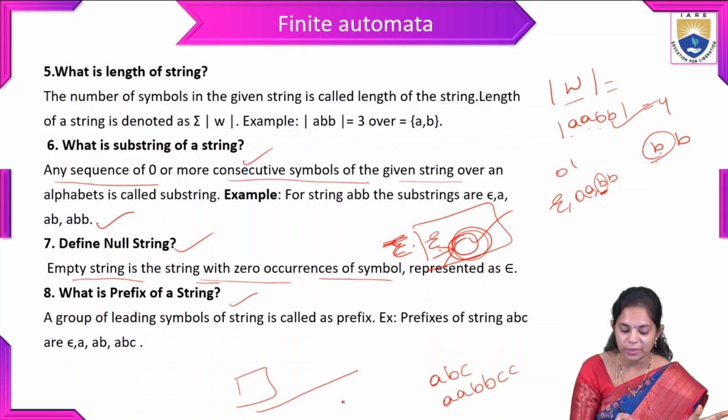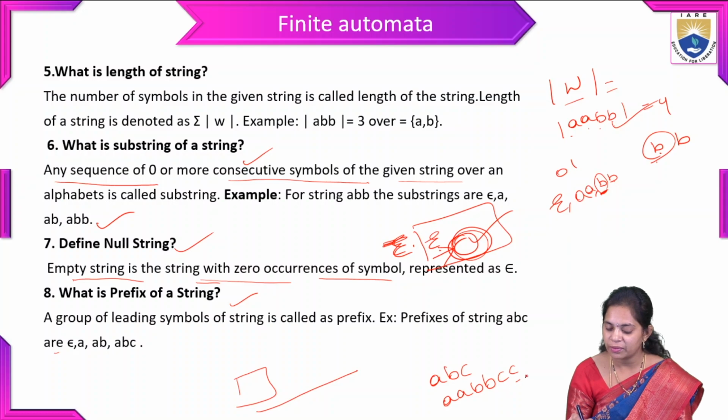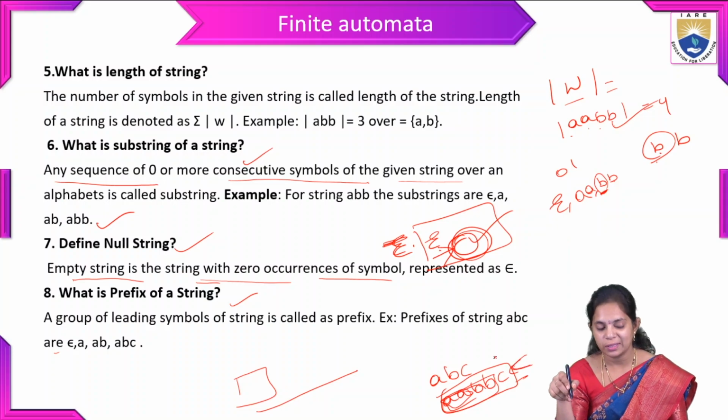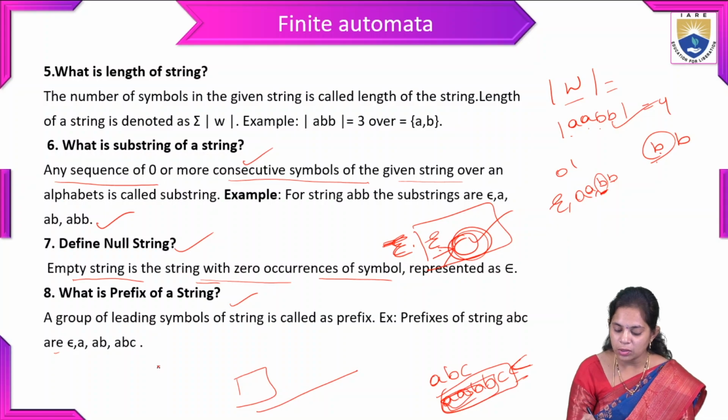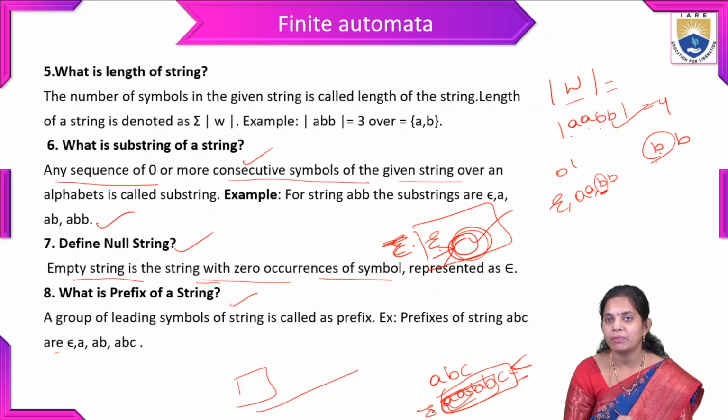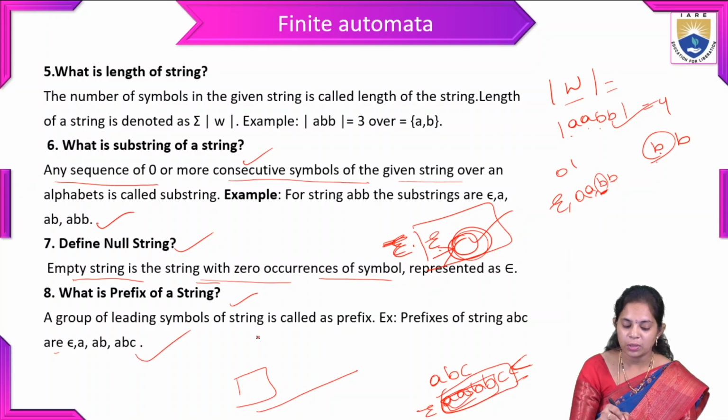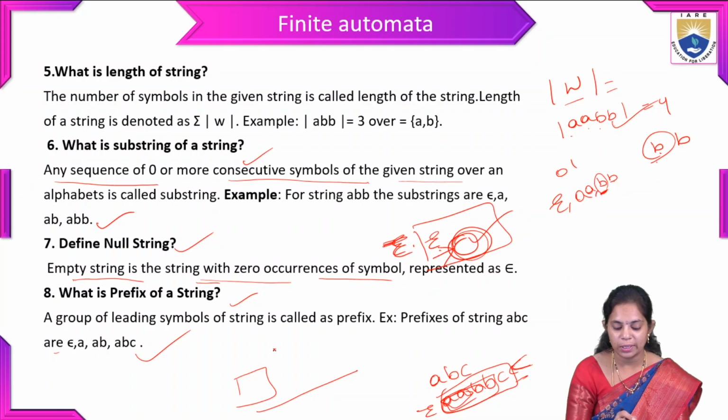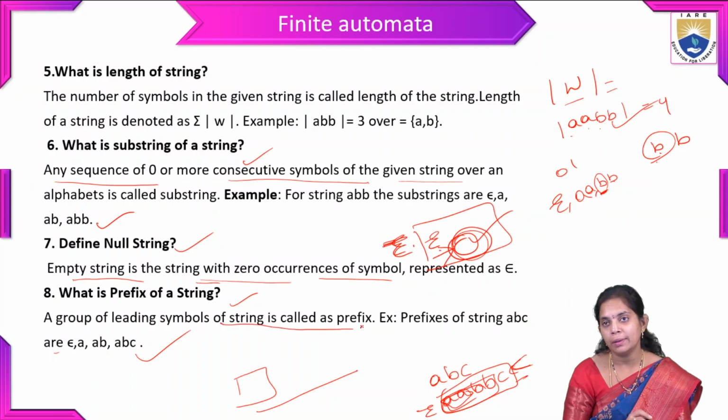So what is the suffix? First, the prefixes of the string. Here the prefixes, we can name it as this one, or this one, and this one. These are all the prefixes of this string ABC. And we also have sigma as a prefix. So the leading symbols of a string are called the prefix.